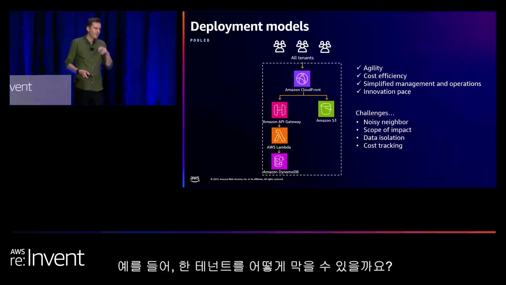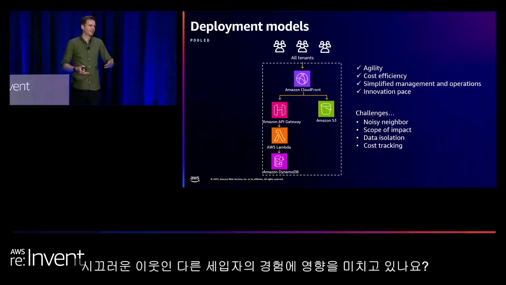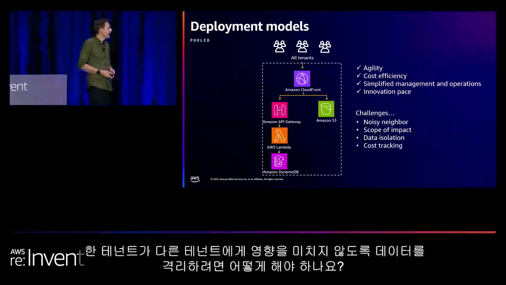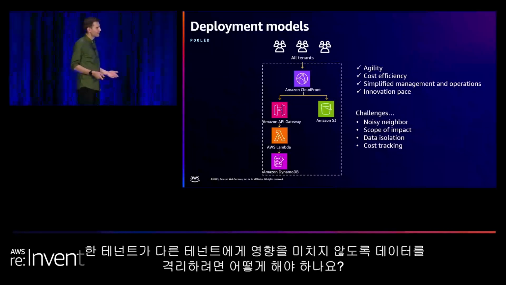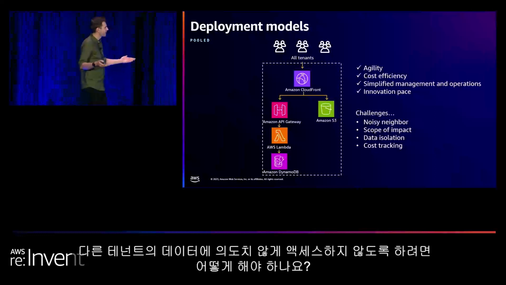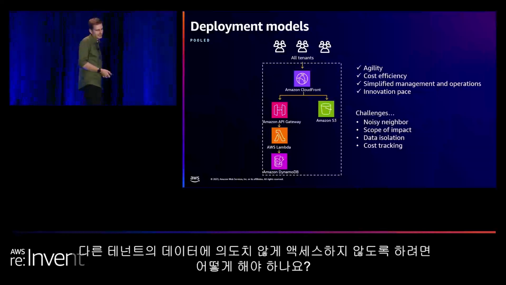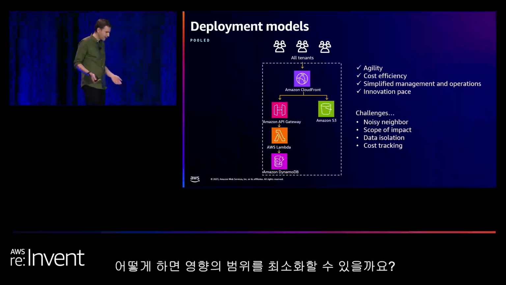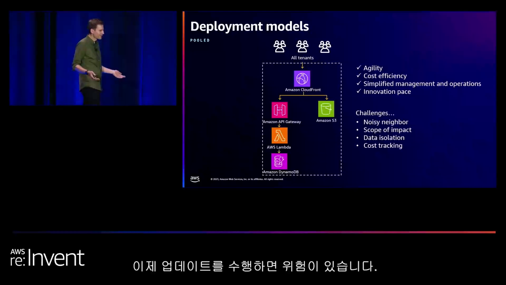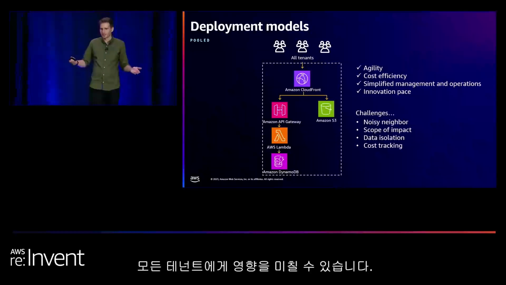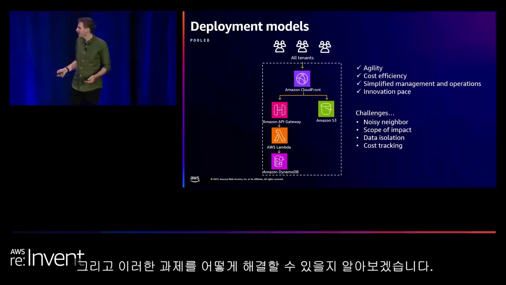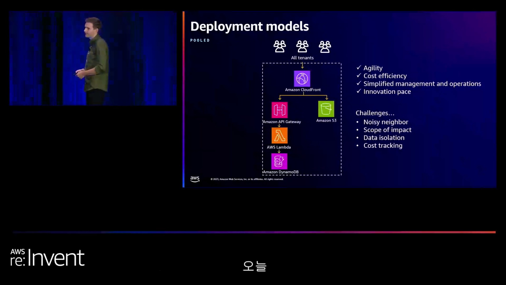For example, how do we stop one tenant impacting another tenant's experience, a noisy neighbor? How do we isolate data to make sure one tenant doesn't access another tenant's data unintentionally? And how do we minimize the scope of impact? Now, if we do updates, there's a risk that we're impacting all tenants. And we'll explore how we'll solve some of these challenges today.